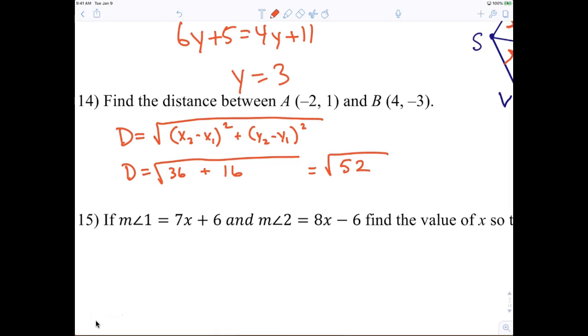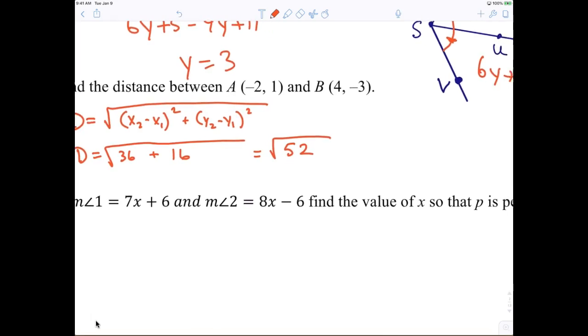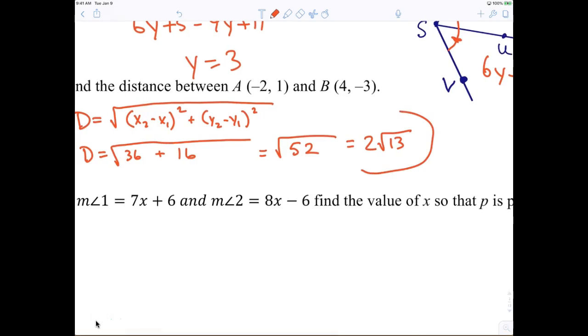52, right? And because we remember everything I taught you last year, everybody's going, well, that's obviously 2 radical 13. Right? Because 52 is what? 4 times 13. And then the square root of 4 is what? 2. So it's 2 radical 13. Good? Lots of review stuff. We just leave it at that, or would we? Yes, 2 radical 13 is the answer.